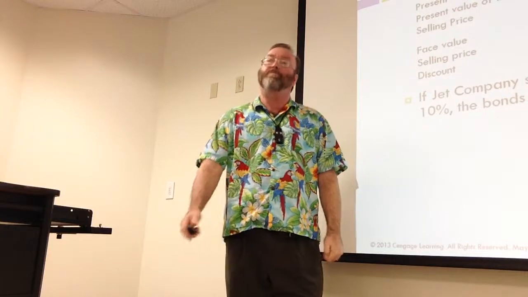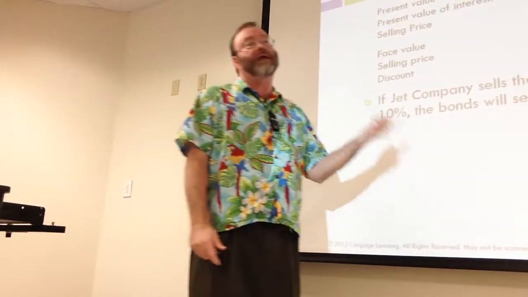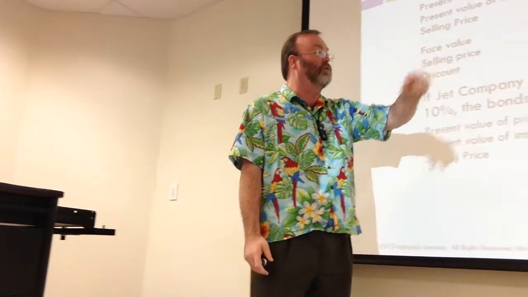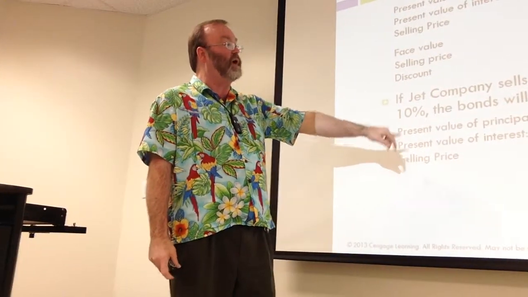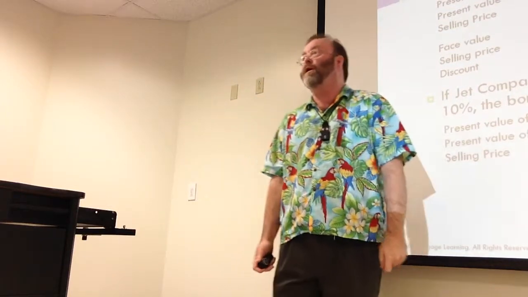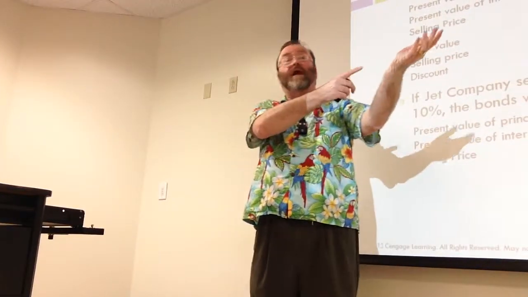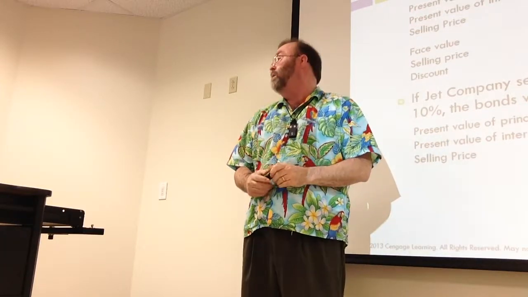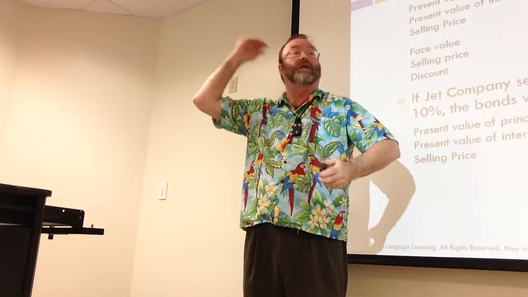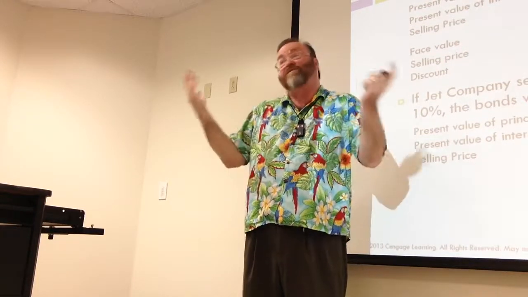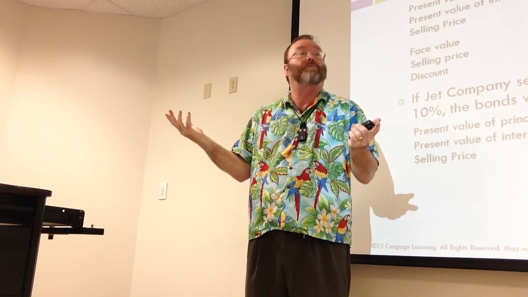What if the market only needed 10%? Then they're going to give you a premium. So multiply out those factors, you now have a selling price of $107,721.71. So that's going to be your debit to cash, $107,721.71. You're going to credit notes payable for $100,000 because that's the face value, the maturity value of the bond.